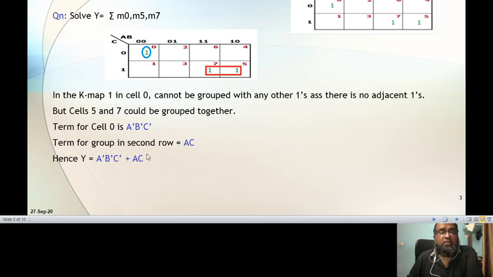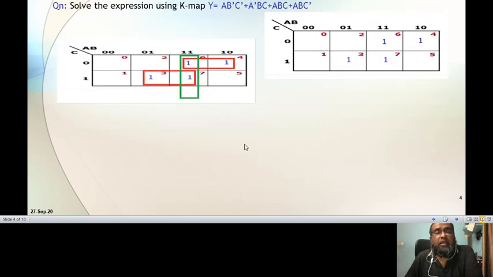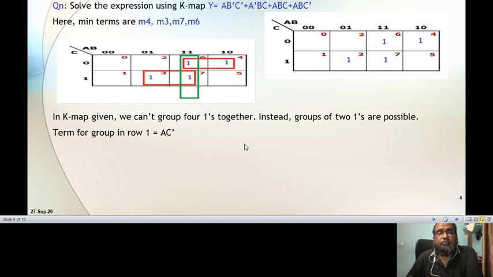So the answer is AC. Finally the total reduced equation is y equal to A bar, B bar, C bar plus AC. Then here you can see 2 cells are there which can be grouped together, cells 6 and 4, and 3 and 7. You will be getting 2 terms.